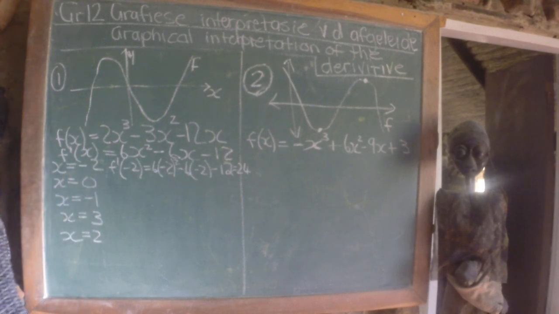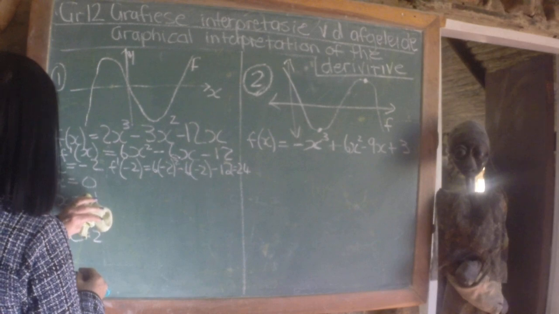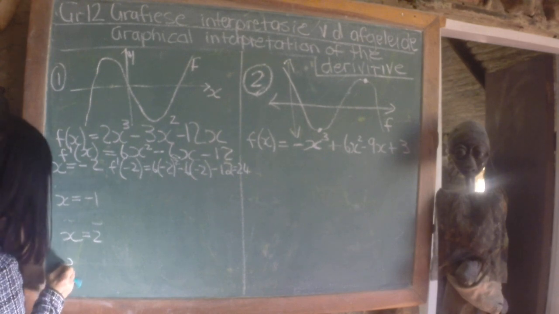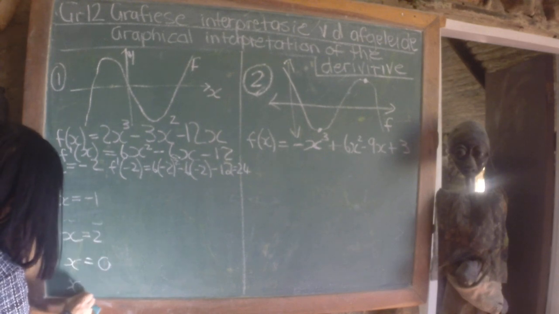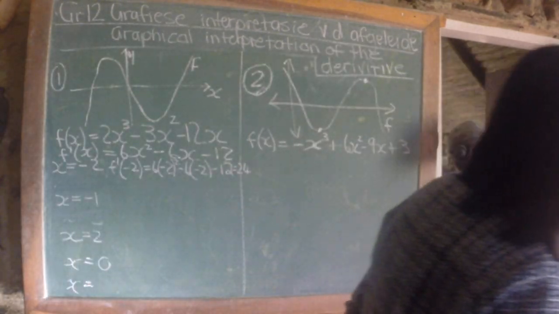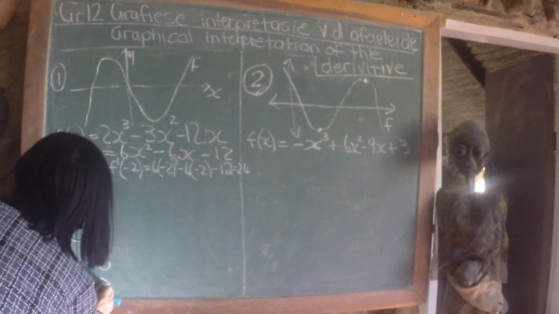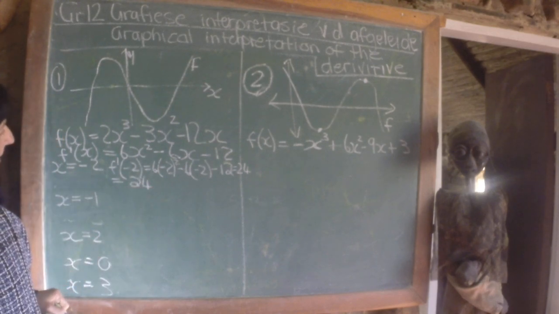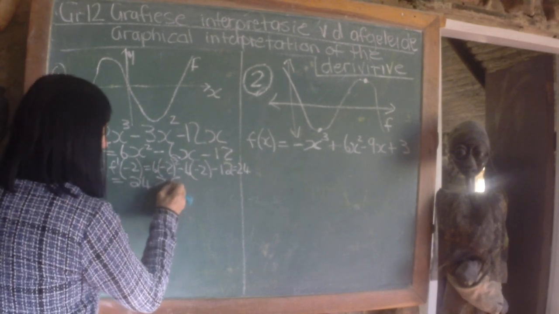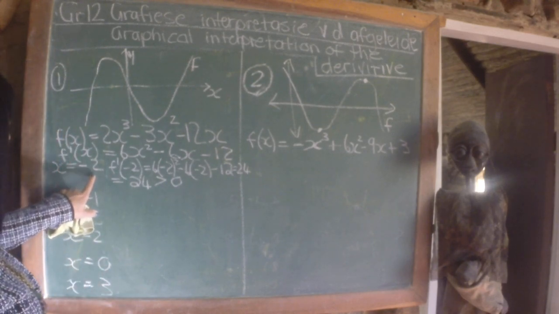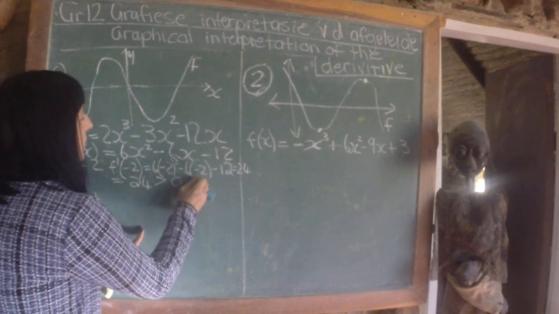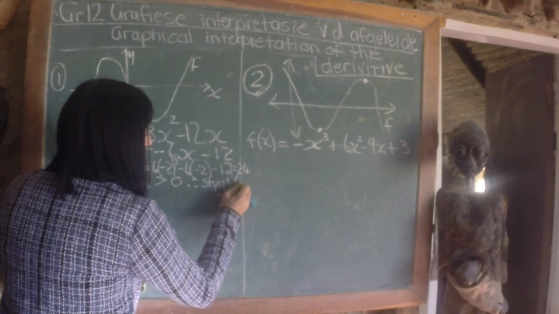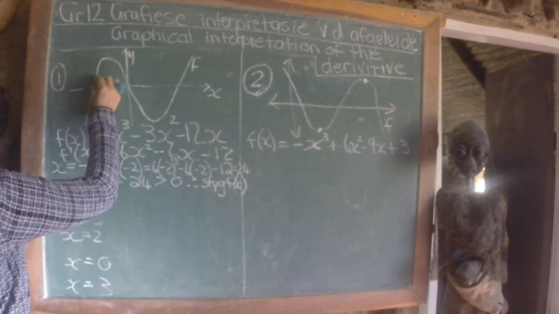Hoekom? So ek kan gaan sê, kom ons skuif net hierdie goedjies bietjie af. So, x is 0 en x is 3. Let's quickly look at this, because this value equals 24, 24 is definitely greater than 0, so dit beteken die afgeleide by die punt min 2 is groter as 0, en daarom styg fx. Hy styg, so minus 2 moet seker hier rond.